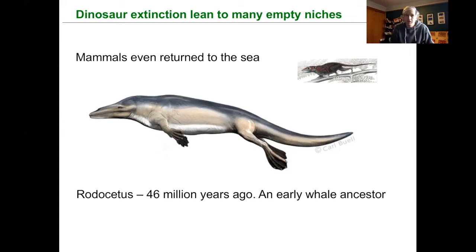So there was an opening. And what happened was this little mammal, our little shrew, evolved into a series of species that moved back to the sea. The Rhodocetus is a great example of this. It appeared about 46 million years ago. So again, less than 20 million years after the dinosaurs had gone extinct, our little shrew had evolved into a whale ancestor. And we'll talk about these at the end because they're a really interesting story.